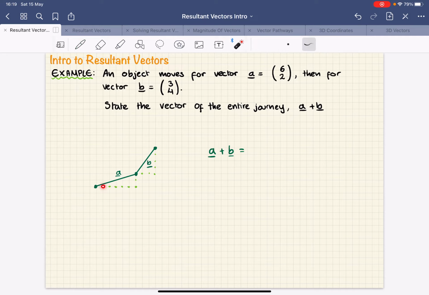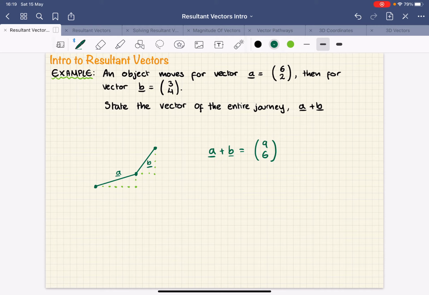So I've gone across by 1, 2, 3, 4, 5, 6, 7, 8, 9. So I've gone along by 9. And then I've gone up by 1, 2, 3, 4, 5, 6. So my entire vector is going to be 9, 6. However, that's quite a slow way to tackle it.